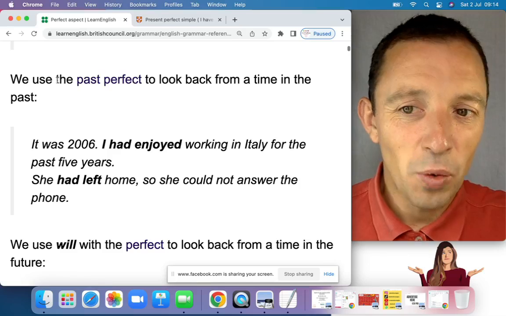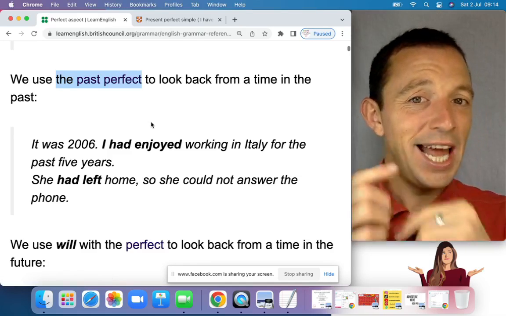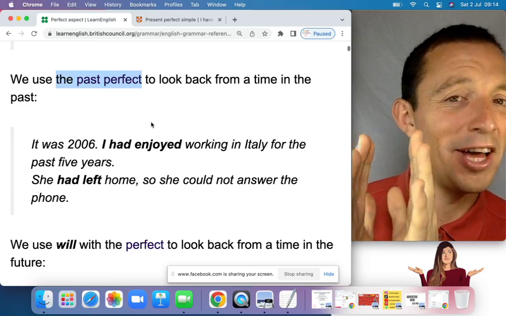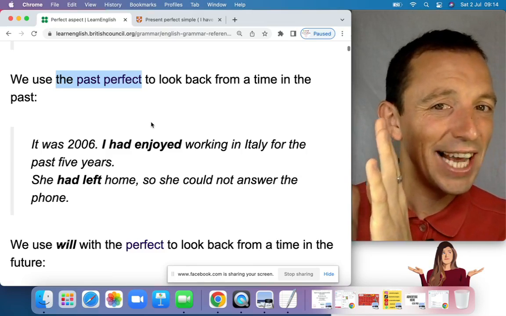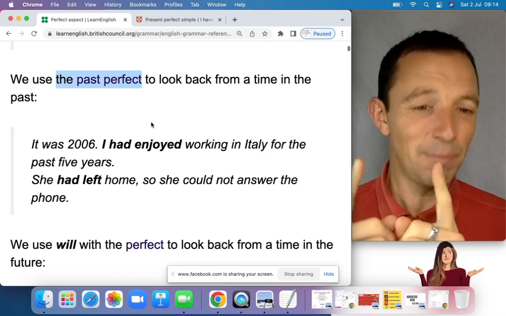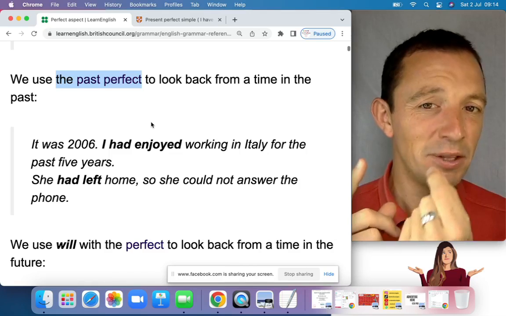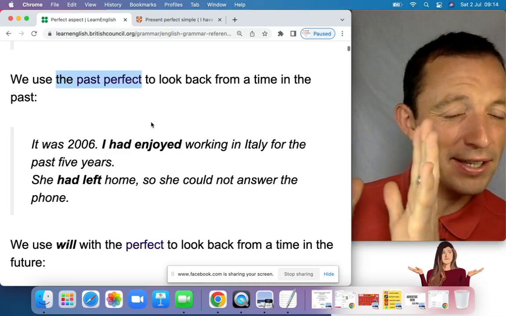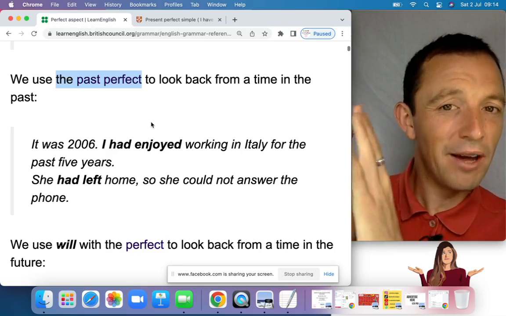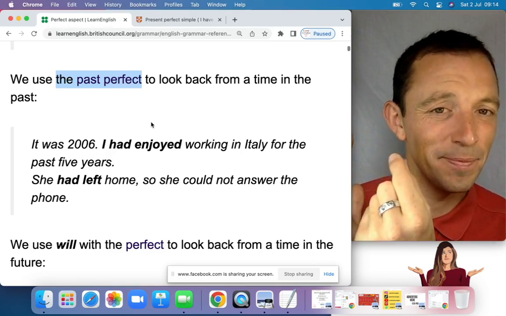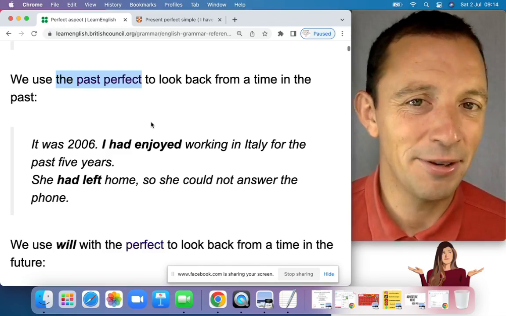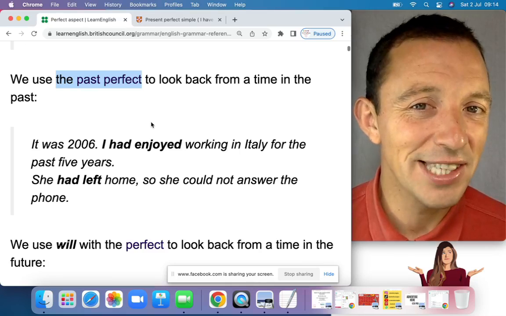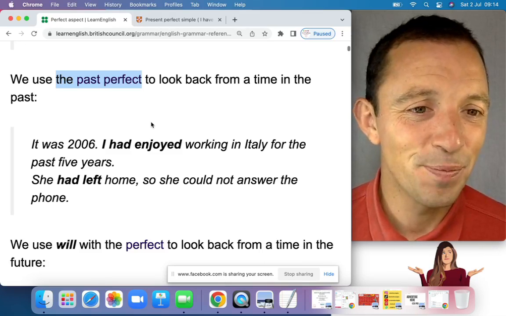Also, we use the past perfect. So now we continue to the past perfect, to look back from a time in the past. So it's not connected to the present. The present perfect is from the perspective of the present, looking back in the past. But the past perfect is looking back from a perspective of the past. Obviously a difficult and complicated explanation, but it's important to understand that message.